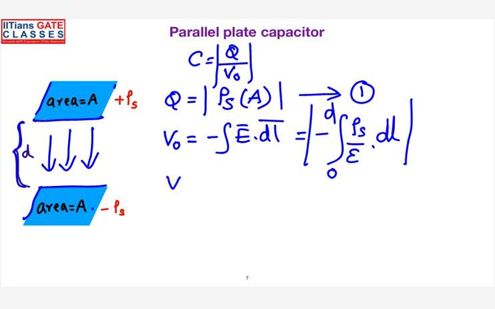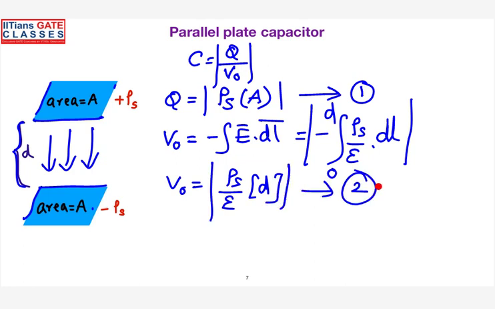So what you are going to get? Rho s by epsilon into d. Of course, this is a magnitude. So take it as equation 2. So what is the capacitance in this case? That will be Q divided by V naught. You take the ratio, 1 by 2. You will finally get the value as A epsilon divided by D.